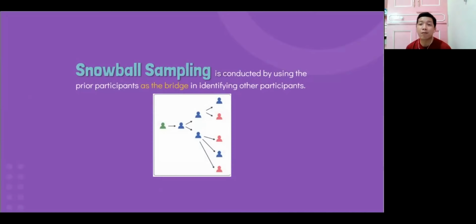So without a complete record of families affected by flooding in the barangay, they interview one family, who introduces the researcher to a second family to interview. So this second family introduces the researcher to the third family, and so on and so forth. As you can see on your screen, that is a sample image of snowball sampling.